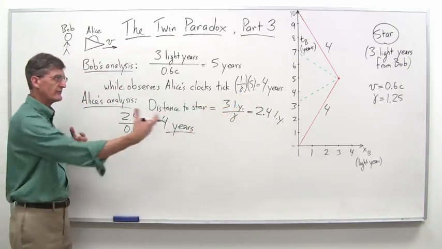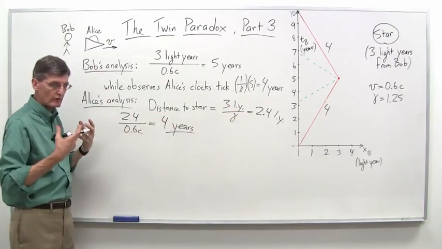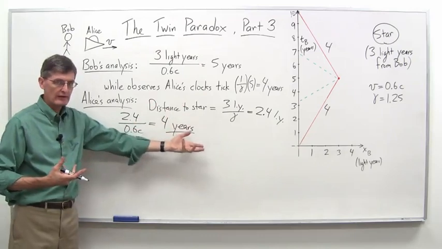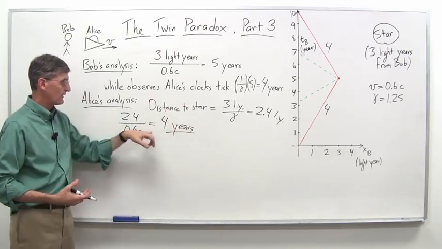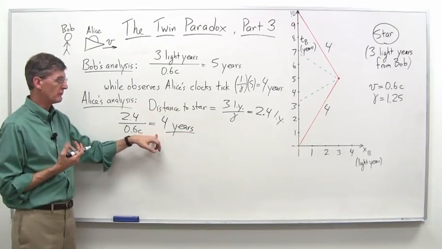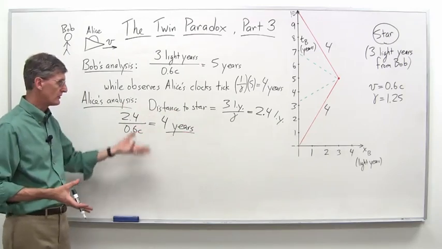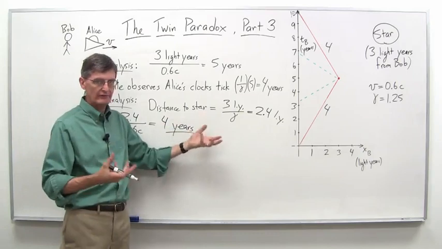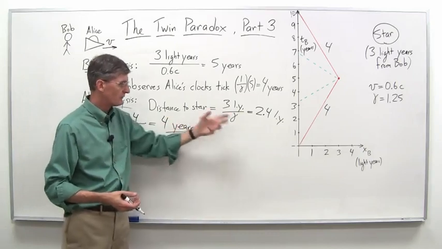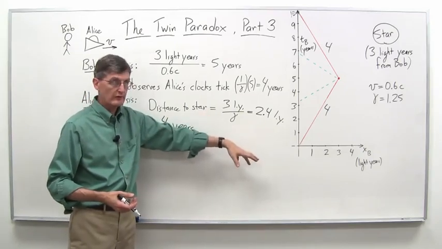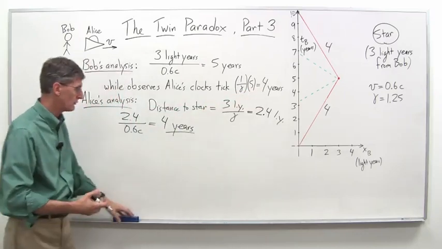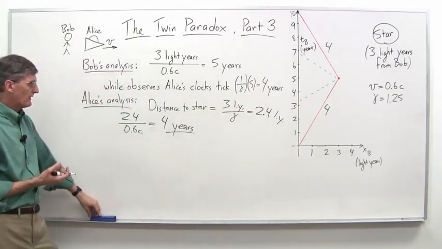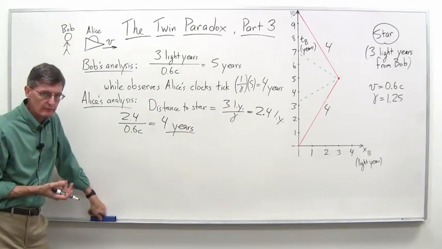Whereas she sees the distance of the star coming toward her contracted to 2.4 light years, a shorter distance. And at that velocity, it takes 4 years for the star to reach her. So both of them agree Alice's clock in her spaceship ticks off 4 years from the time she leaves until the star gets to her from her perspective. Okay, now what about her observation of Bob's clocks?